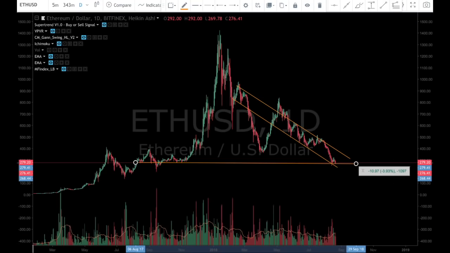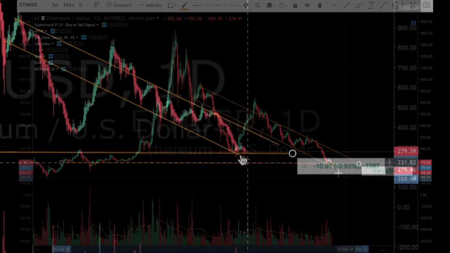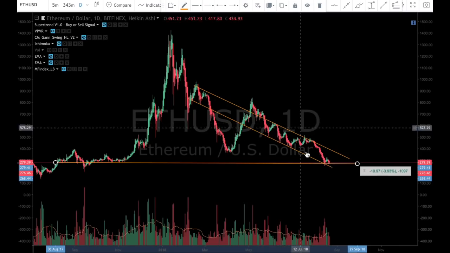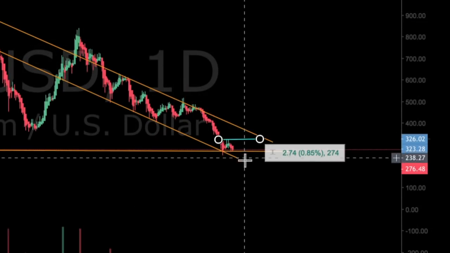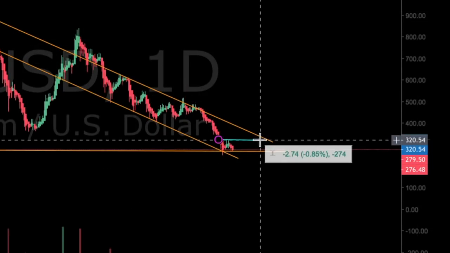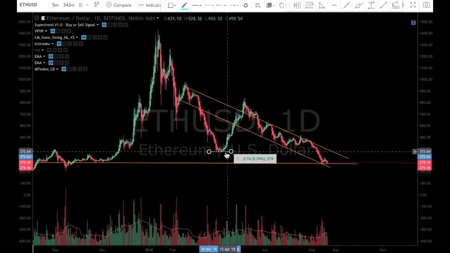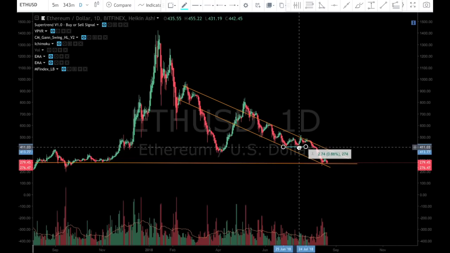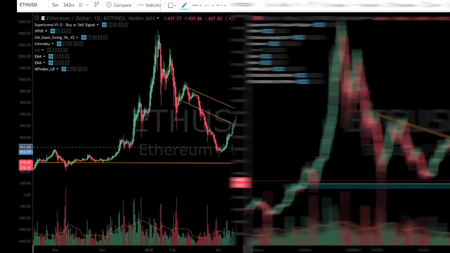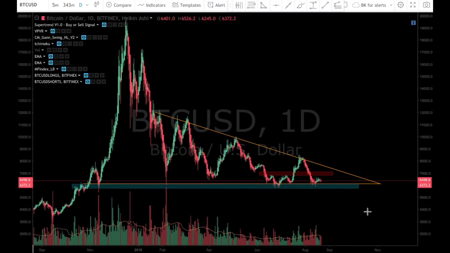So now let's take a look at Ethereum. You can see basically the same setup, potentially a double bottom here, in our trading range that we're in right now. So our first level to test is going to be right in this area at about 320. And then from there, we'll be looking to test this resistance over here at 375, and then the next one at 411. Okay, and now Bitcoin on the USD 1-day chart.